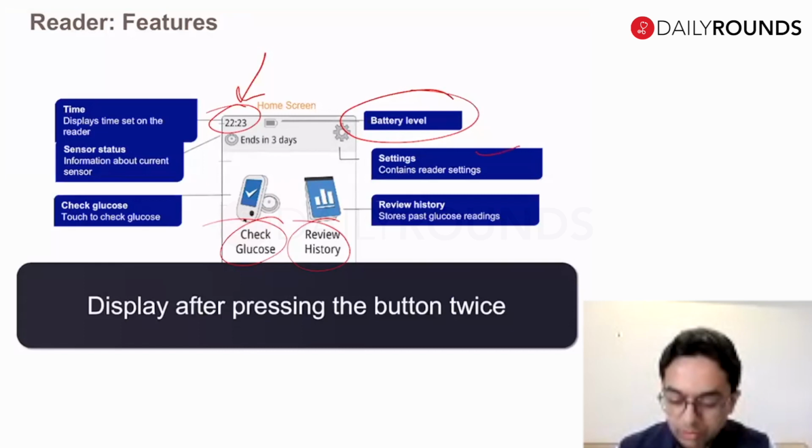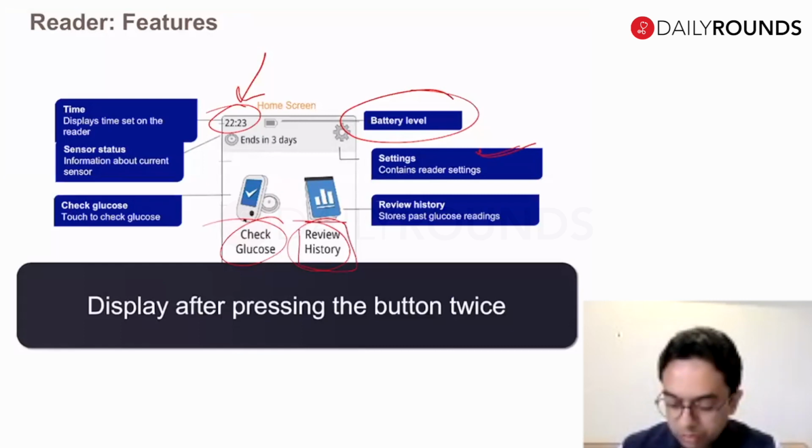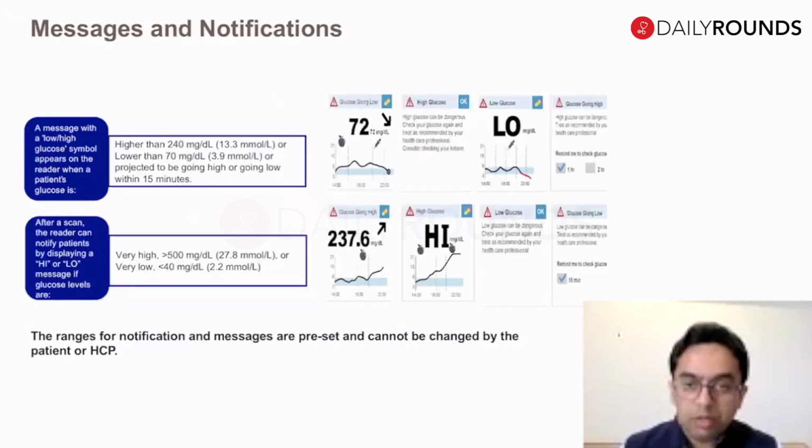Then you have setting where you will put what you want as a TIR. Let's say for pregnancy, you want a higher TIR with lower targets, right? So all those things can be done here. Then review history. If you click here, review history, it will give you multiple options. I'm coming to them one by one.